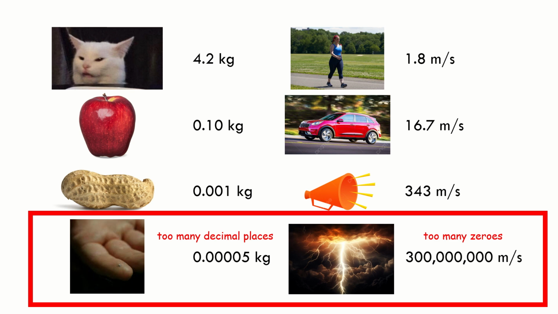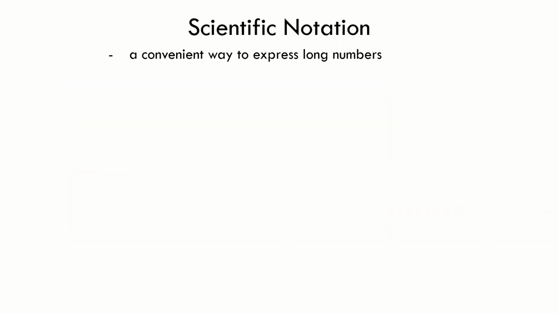Kaya gumagamit tayo ng tinatawag na scientific notation para ma-express natin ang mga figures na ito as 5.0 times 10 to the negative 5 kg or 3.0 times 10 to the 8 meters per second. Mas maikling paraan para i-report yung mga numbers na may maraming decimal places or maraming zeros. Kaya ngayon, pag-aralan natin kung paano magsulat ng scientific notation. Okay? Ang template nito, we have a number between 1 and 10. Tawagin natin itong coefficient times a power of 10.